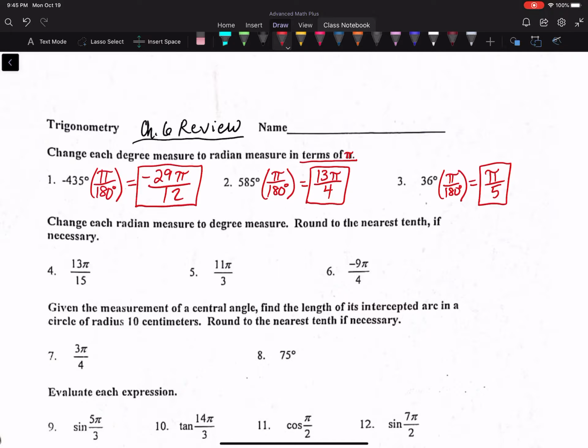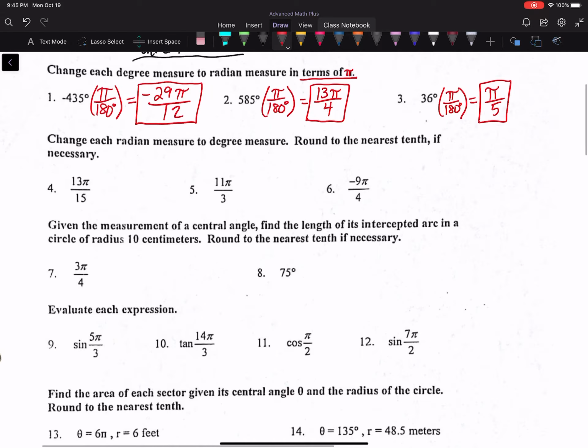That is the only work you need to show. Show me that you know to multiply by pi over 180, and from there it's putting it in your calculator. Very, very simple. I mean, you can reduce the fraction in your head, but the calculator, if you have it, is always an option.